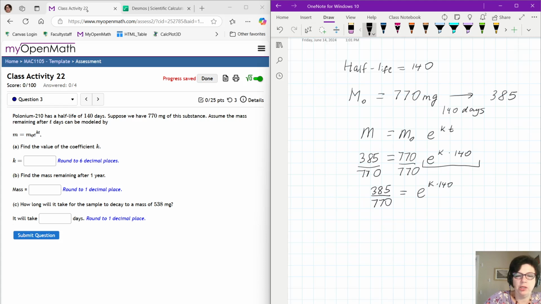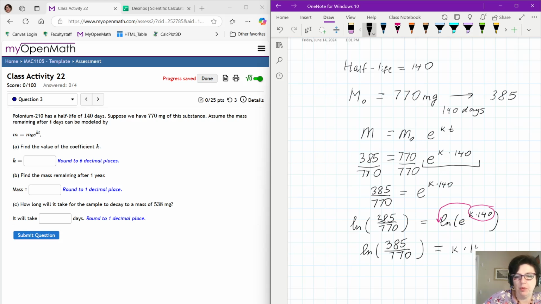The next thing is to apply natural log to both sides. When you apply natural log to e, whatever was in the power will jump in front of the log. So this K multiplied by 140 will go in the front. What will be left is natural log of e, which is just 1. So we're going to get natural log of 385 divided by 770 equal to K times 140.